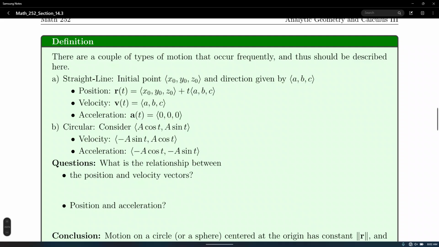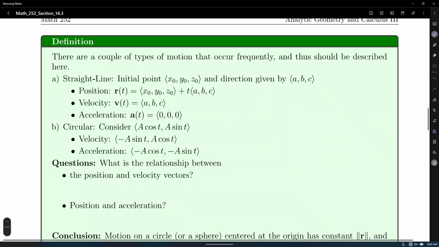So, a straight line having an initial point at the point x naught, y naught, z naught, and having a direction vector a, b, c. All right. So, we know how to get the parametric equations of a line given an initial point and a direction vector. We use the initial point and the components of the direction vector as the coefficients of the variable t in our vector valued functions.